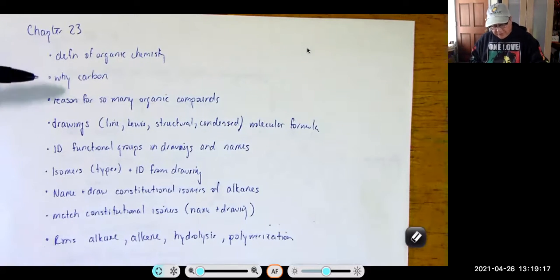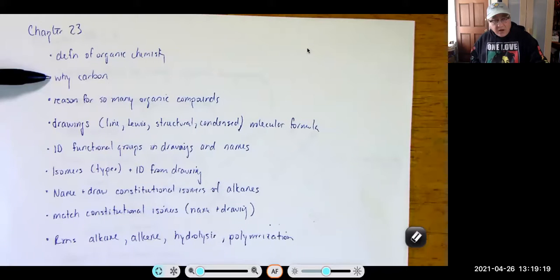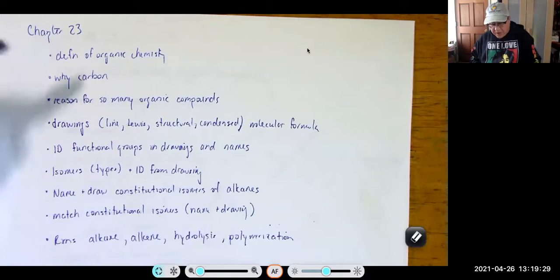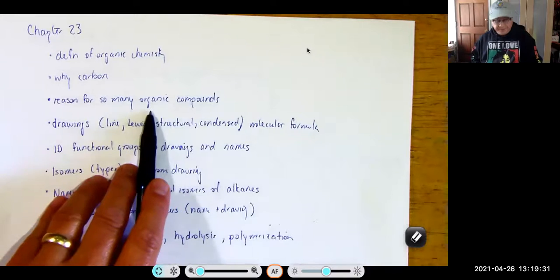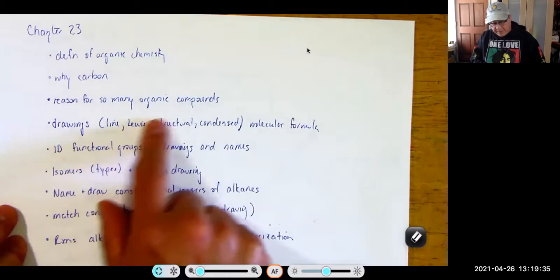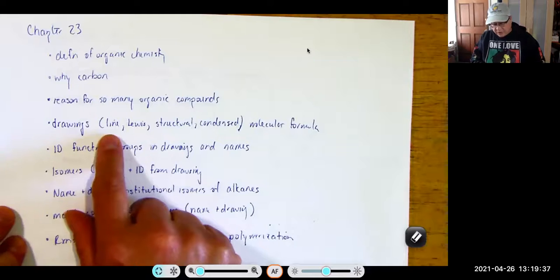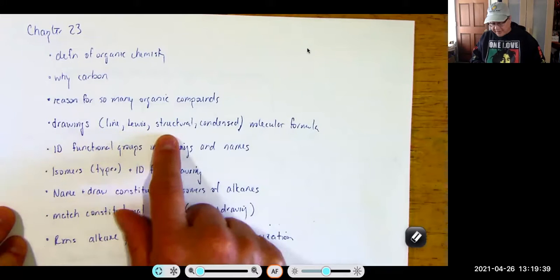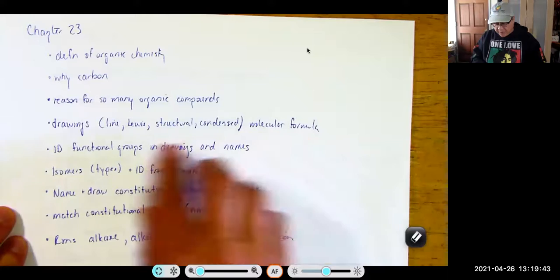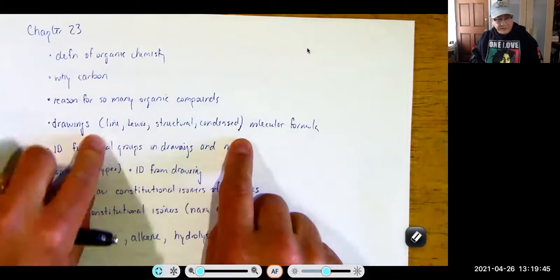Another thing you want to know is why carbon? Why is carbon the study of carbon chemistry, organic chemistry, and the reason for so many organic compounds. Organic compounds are simply molecules. You also want to know how to draw organic compounds. You want to know a line drawing, the Lewis structure, the structural, condensed, and the molecular formula. The molecular formula is not a drawing, that's why it's not here in the parentheses.